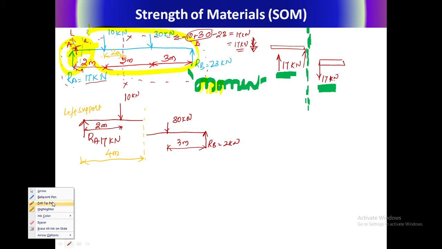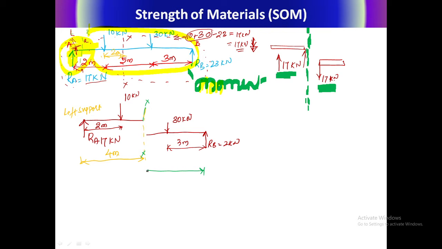So now in this case, what happens? Let us take a section here, which is to be at 4 meter from the left hand support. Let us assume it has been cut into two pieces. Now to find the forces experienced by this section, consider any one section, as we did for the first case.